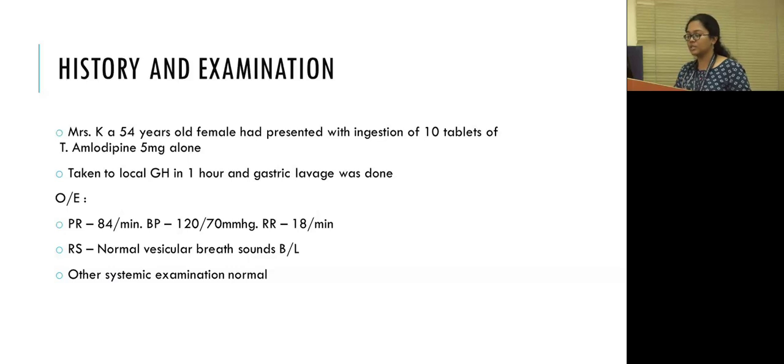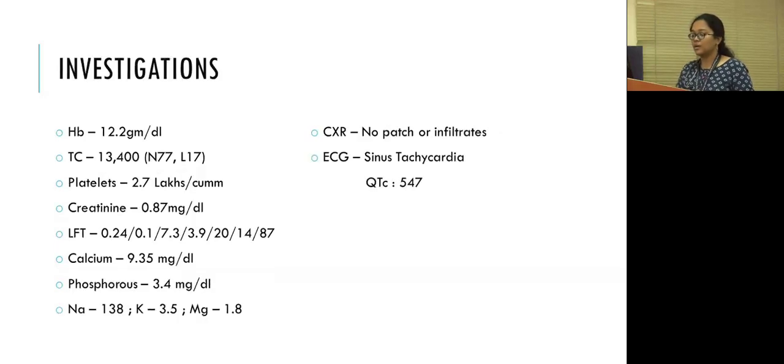On presentation here, she was noted to have a pulse rate of 84. Her blood pressure was 120 by 70 and her respiratory rate was 18. Bilaterally, normal vesicular breath sounds were present and her other systemic examination was normal. Her hemoglobin was 12.2, she had an elevated count of 13,400, platelets of 2.7 lakhs, and there was no renal or hepatic dysfunction. Her electrolyte profile was normal. Chest X-ray showed no patch or infiltrates. Her ECG showed sinus tachycardia, and her QTC was 547.